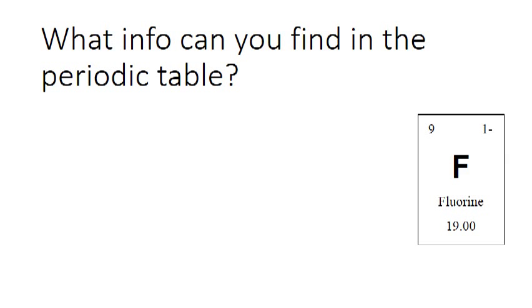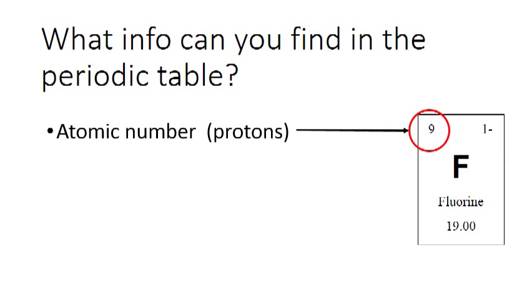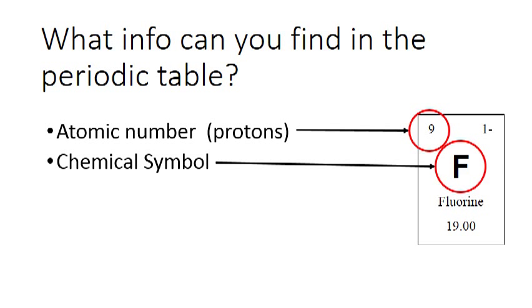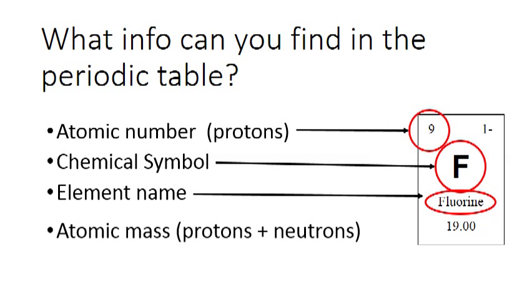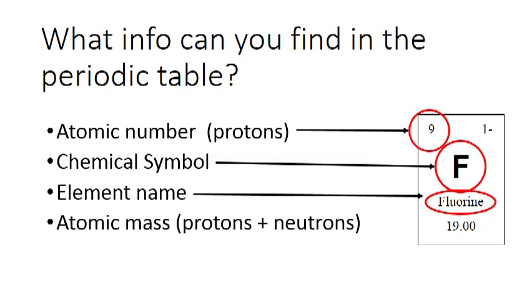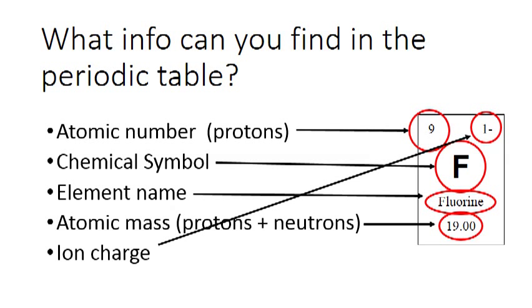In each box of the periodic table we have, they'll get a proper name. The atomic number, which remember is the number of protons. And we'll get rid of the 3-letter chemical symbol for those. There's the chemical symbol right there. There's the element name underneath the chemical symbol there. We have the atomic mass, which remember is the number of protons plus the number of neutrons. And we also have the ion charge up at the top right.